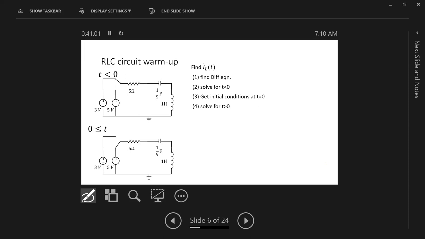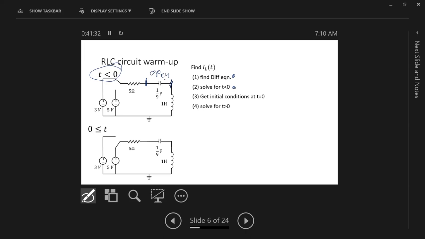Okay, so here we're going to try to solve this switch circuit. To solve this switch circuit, we need to find the differential equation and solve for time less than zero. So let's first solve for time less than zero. We always assume that the circuit's been in the first state for infinite time. And so what does that say about how the capacitor behaves? Yeah, it's been in this state for a long time, so it behaves as an open.